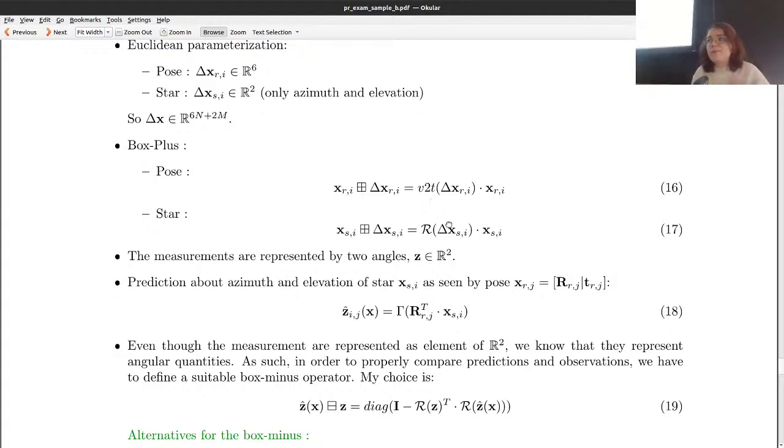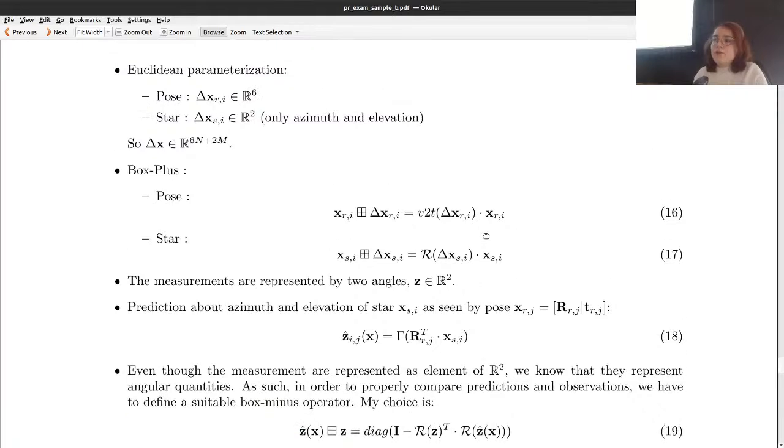Probably you would have some problems in imagining the box plus operator for the element of S2, but in the end you could get to the correct solution if you think how you should apply a perturbation in terms of azimuth and elevation to a point on the sphere to obtain another point on the sphere. And rotation matrices are a good solution. Of course, you need a little bit of experience, but also just to think about it in order to have the right ideas for box pluses.